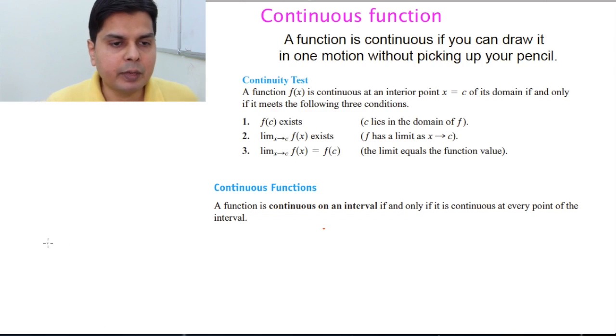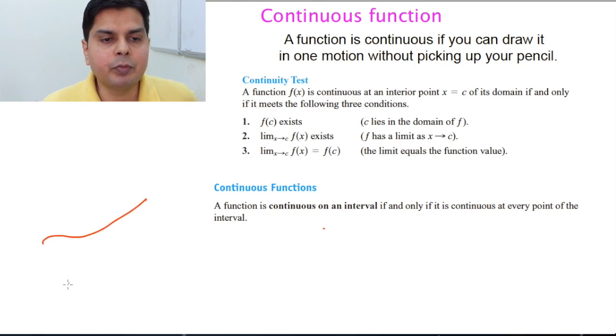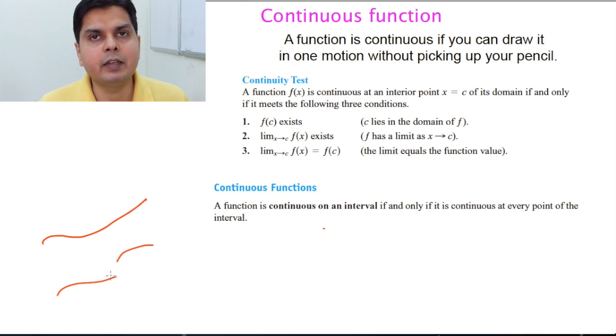For example, suppose I am drawing the graph of a function like this, then this function is continuous from here to here. But suppose I have been given another graph of a function like this, then I cannot draw it without lifting my pencil at this point. So the second function is discontinuous, that is, it is not continuous, and the first function is continuous from this point to this point. This is a very simple definition in layman's terms, and it uses the geometrical concept of drawing a function.